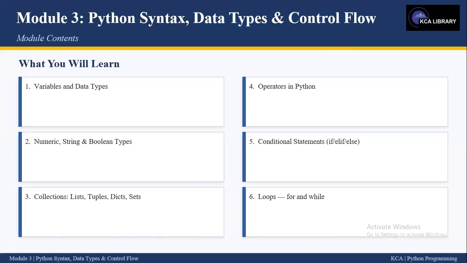What you will learn. Our journey through this module is divided into 6 key areas. We begin with variables and data types, followed by a deeper look at numeric, string, and Boolean types. We will then explore collections, including lists and dictionaries, and master the operators used for calculations. Finally, we will dive into control flow, covering conditional statements and loops to give your program decision-making power.